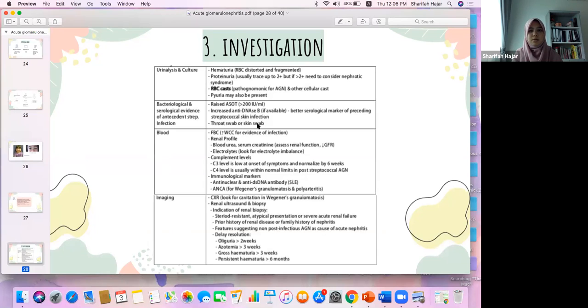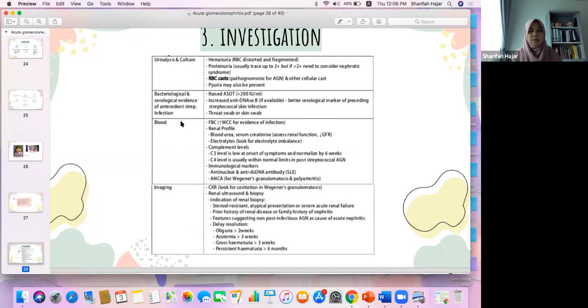Okay, and then throat swab and also skin swab to look for the bacteria. And then for blood, FBC, the white blood cell will increase because of the infection. And it is important also to look for renal profile because it is related to the kidney, right? So the blood urea and serum creatinine we need to check, to check the renal function, and also the GFR may reduce, and electrolytes to look for electrolyte imbalance, and complement levels. So C3 is low at first and it will normalize by 6 weeks.